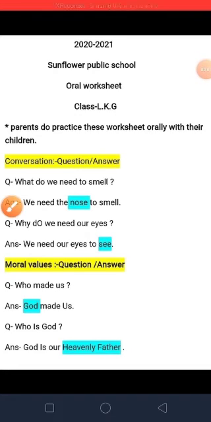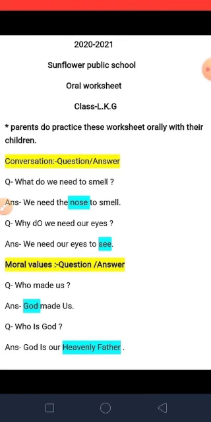Now we are going to learn question answer of conversation. Question: what do we need to smell? Answer is, we need the nose to smell. The next question is, why do we need our eyes? Answer is, we need our eyes to see.